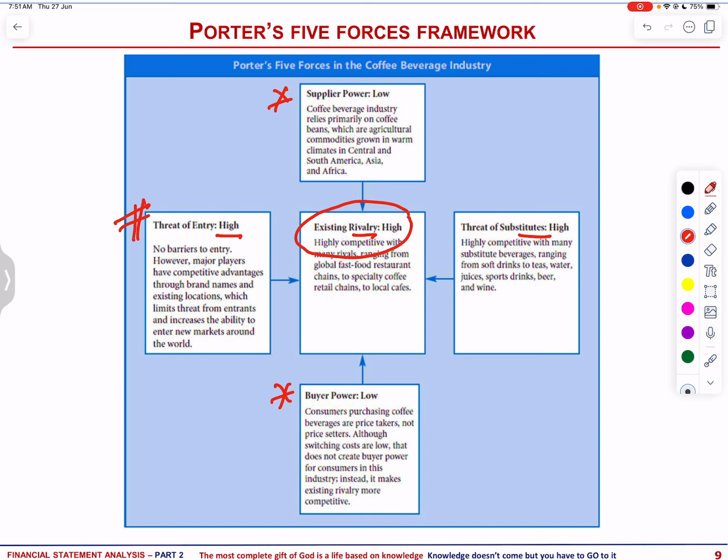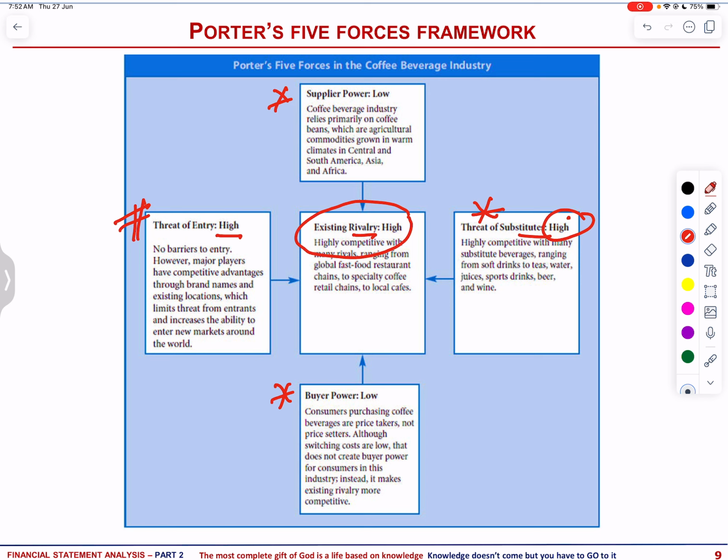The threat of substitutes is high in the coffee beverage industry due to a wide range of substitute beverages. Consumers can easily switch to alternatives such as soft drinks, Coca Cola, Pepsi, fruit juices, bottled water, sports drinks, tea, milk, and others. So, depending on the occasion, consumers may choose substitutes like caffeinated soft drinks in the morning or alcoholic beverages in the evening instead of coffee.